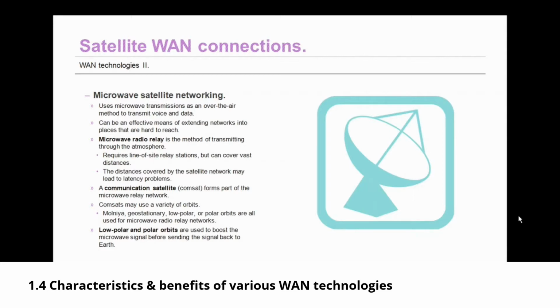I just talked about the communication satellite. They're also known as ComSats. These do form part of the microwave relay network. ComSats can use a variety of orbits, including the multilink, geostationary, low polar, or polar orbits. The low polar and polar orbits are used to boost microwave signals before sending the signal back to Earth.